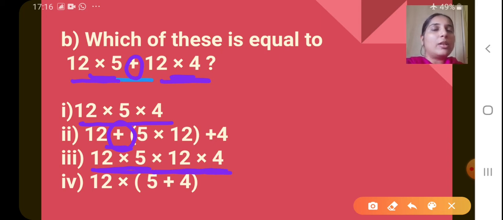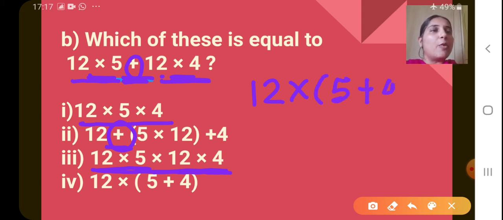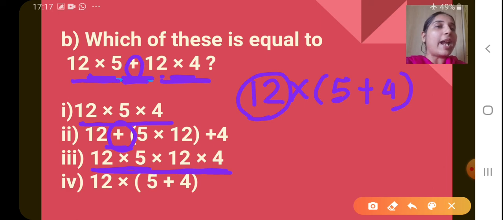Now option number 4. Let's see option number 4. So 12 multiplied by 5 plus 4. Now there you can see the common number. The common number is 12 here, and we are adding in between, so it can be written as 5 plus 4. That we discussed in our last point, that the product of a number and a sum is equal to the sum of the individual products. So here you can see the individual products of the numbers. Okay. So option number 4 is the correct option.